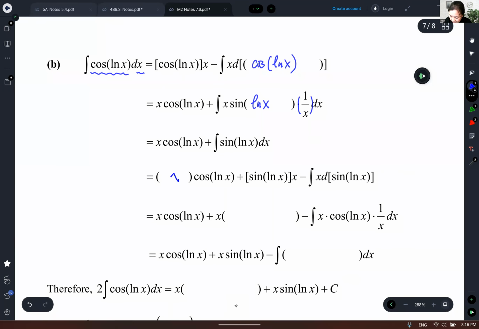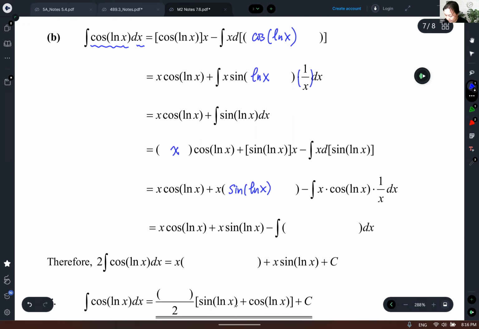And then that's x times cosine log x plus, and again, this method is used. Do you see? Again, this method is used. And then I will say this is equal to x times sine log x. And this one, you go back to cosine again. So this is cosine log x, close bracket.